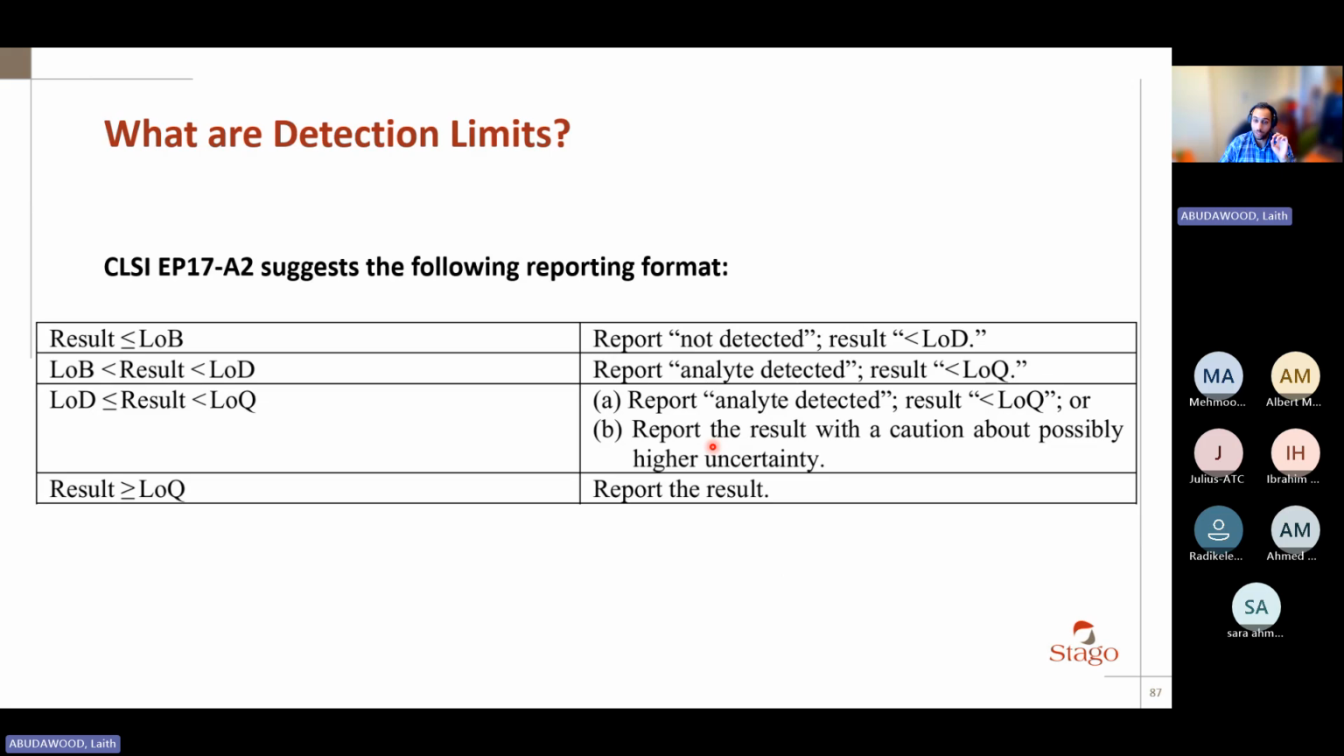They can report a number, but they can mention in the report that the accuracy of this result is not very good, for example, very high imprecision, a very high possibility of bias. So the user can decide between options A and B here. It's up to them. Finally, if the result is higher than the LOQ, we are within the analytical measuring range. As long as we have verified our analytical measuring range, as we said yesterday, our reportable range covers values higher than the LOQ, and we report results normally to the patient without any warning, because these results should be accurate.